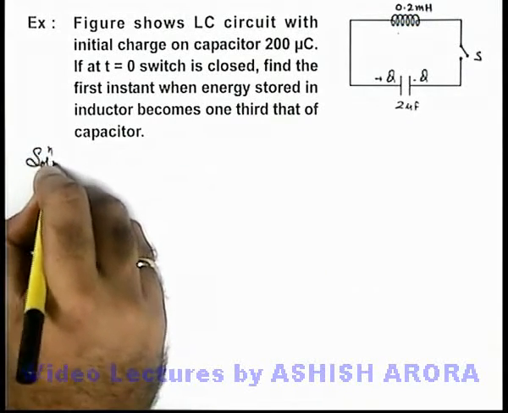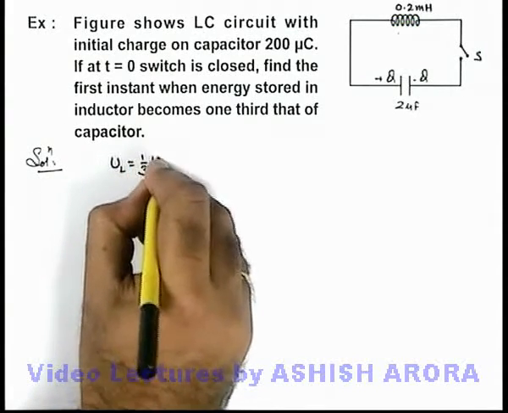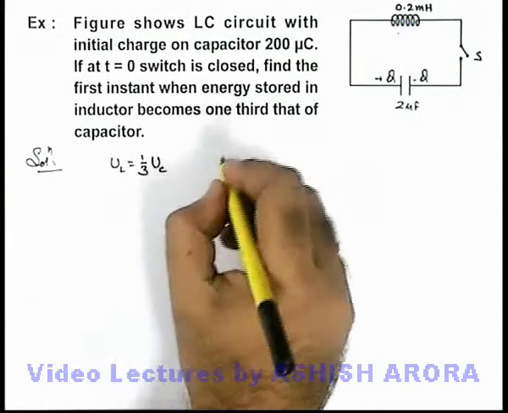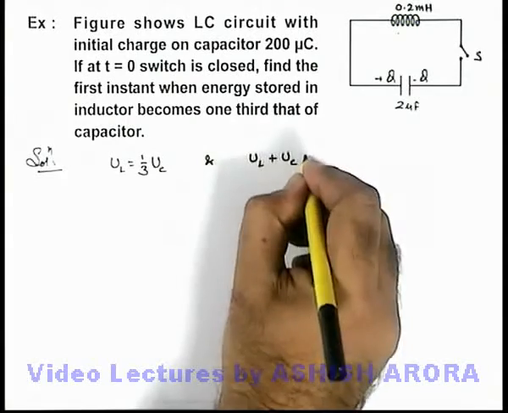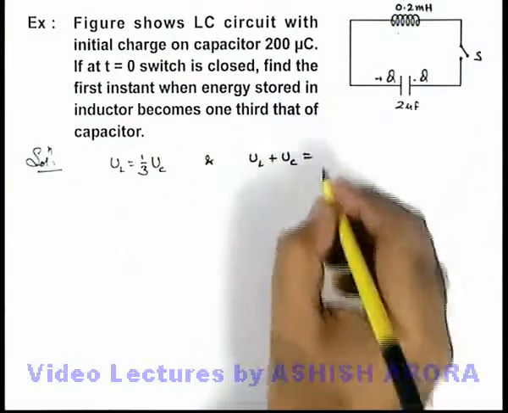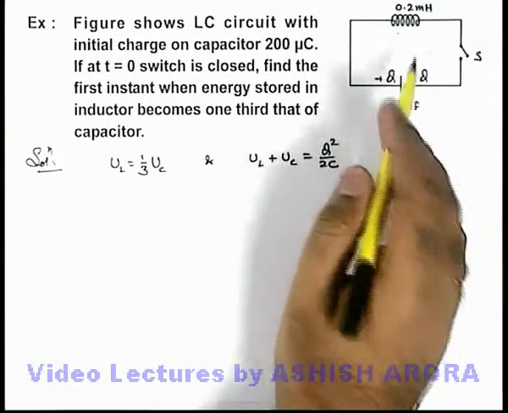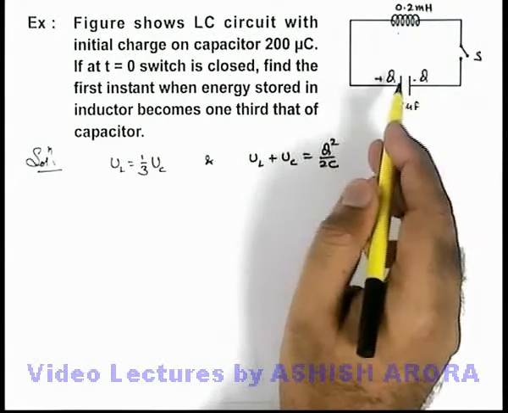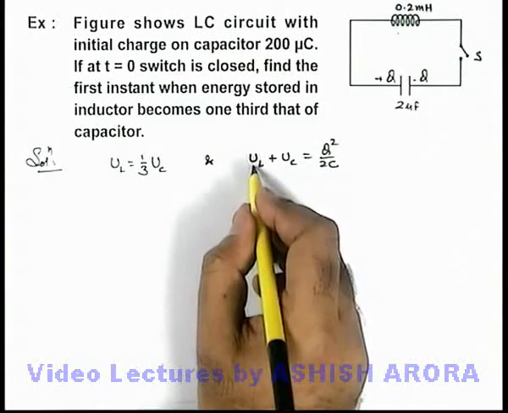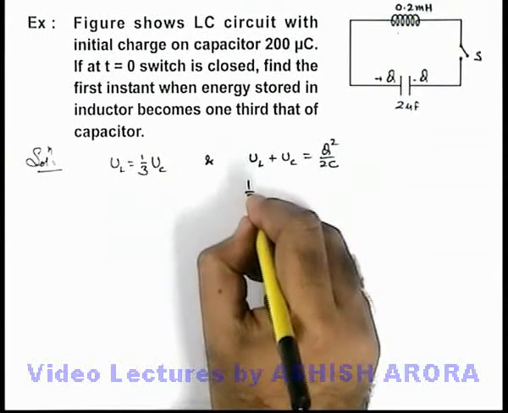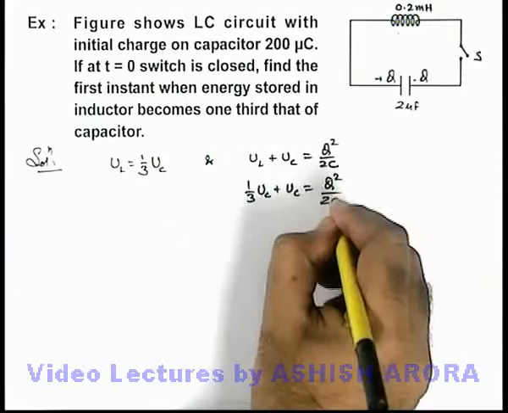Now in this situation, we are given that the energy stored in the inductor is 1/3 of the energy stored in the capacitor. And we know that the energy stored in the inductor plus the energy stored in the capacitor will always be equal to the initial energy of the circuit, which is here Q square by 2C. Because initially there was no current and only electrostatic energy was there in the capacitor, we can use this relation. If we substitute UL as 1/3 of UC, then UL plus UC is equal to Q square by 2C.